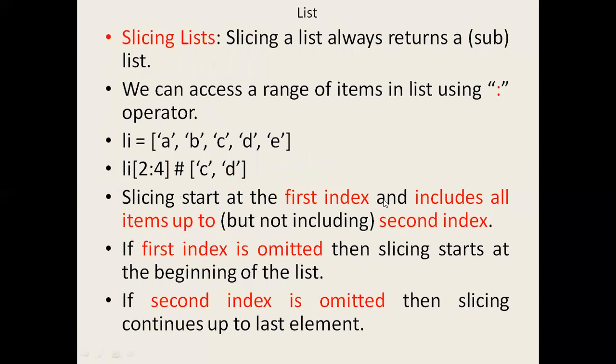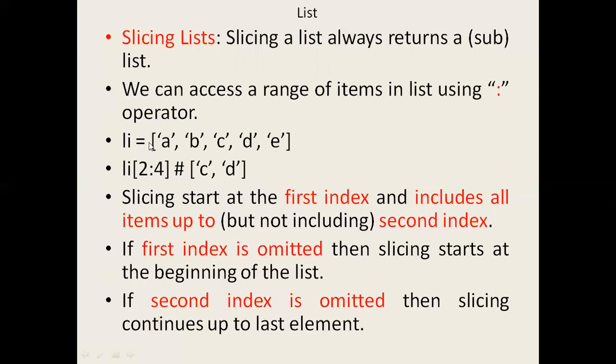Slicing a list. Slicing a list always returns a sublist. I have a list, and I want some part of the list to be returned. I want a range of items in the list to be accessed. Then we use slicing. The operator for slicing is colon. This colon is the slicing operator.